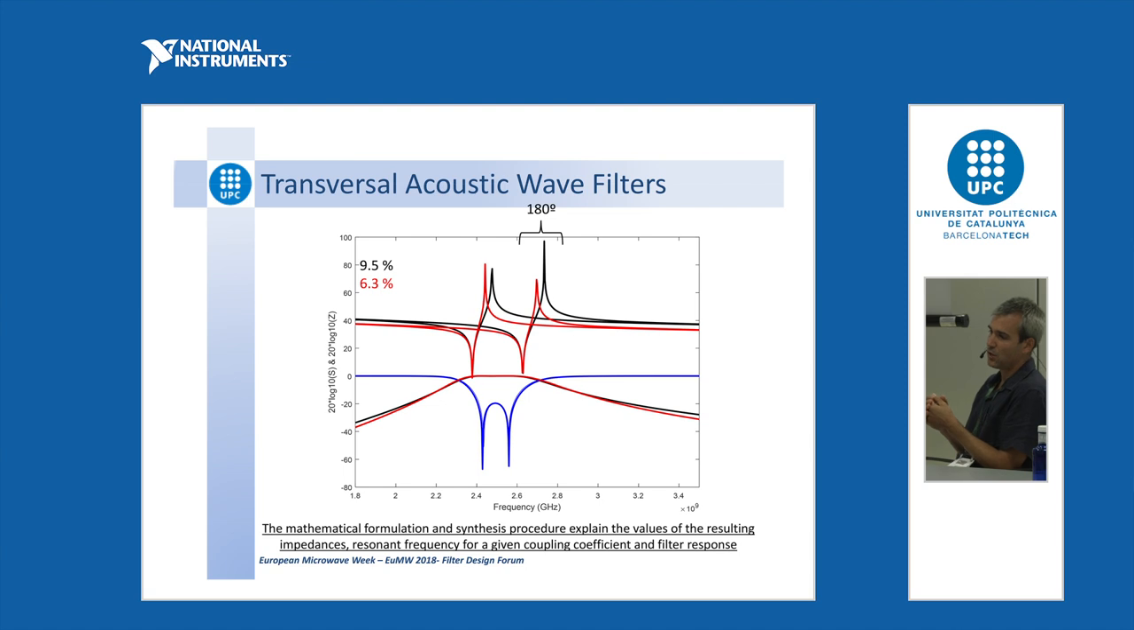So, a new example, which we think is also very illustrative here, shows the frequency response of a two-order filter synthesized using resonators with different coupling coefficients. The red one could correspond to 6.3%, and the black one to 9.5%. Both responses overlap fairly well, and if we plot the low-pass prototype, they will overlap perfectly. Since there's a slight difference between the band-pass prototype and the low-pass prototype, we get that difference here. But this allows us to conclude that the filter response does not depend on the coupling coefficient.